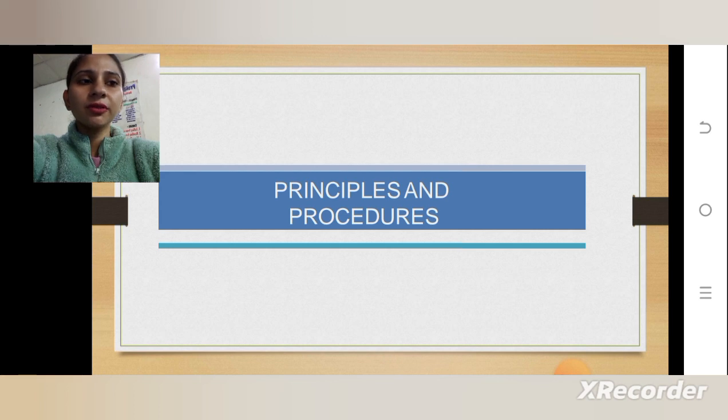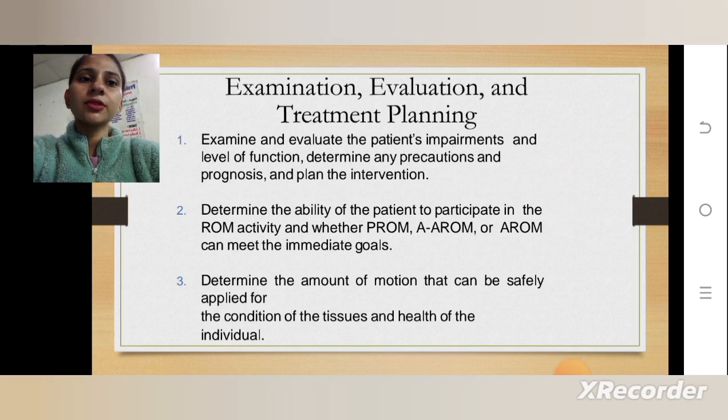So in today's topic we're going to talk about principles and procedures of exercise therapy. So first of all, examination, evaluation and treatment planning. First is to examine and evaluate the patient's impairments and level of function. Determine any precautions and prognosis, and then plan the intervention.